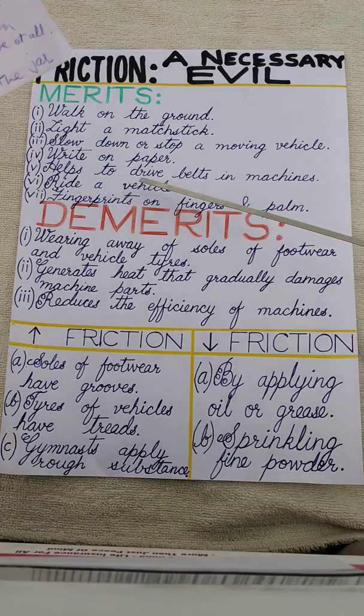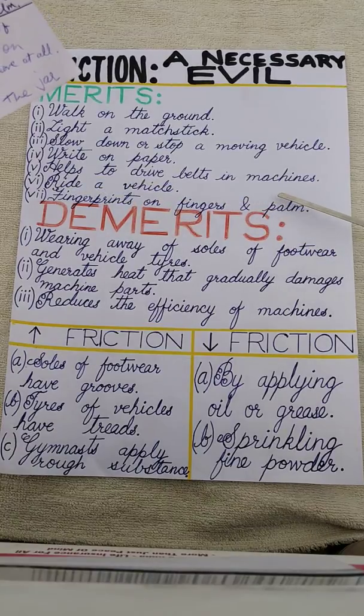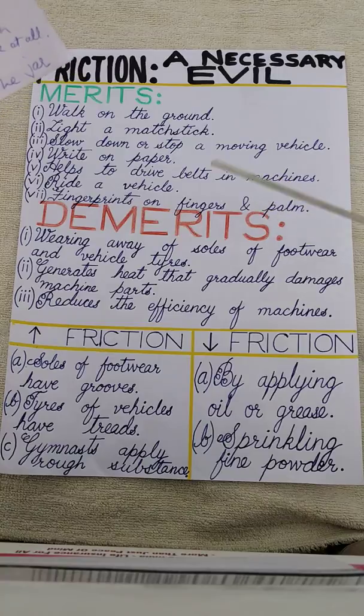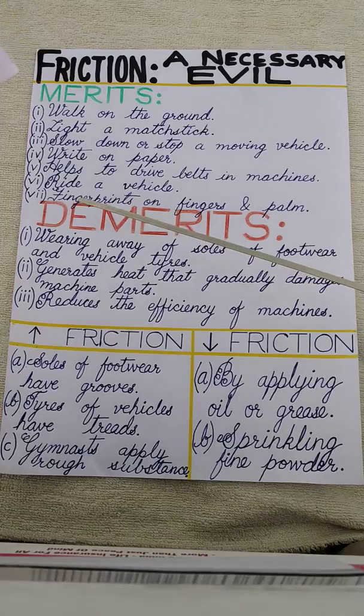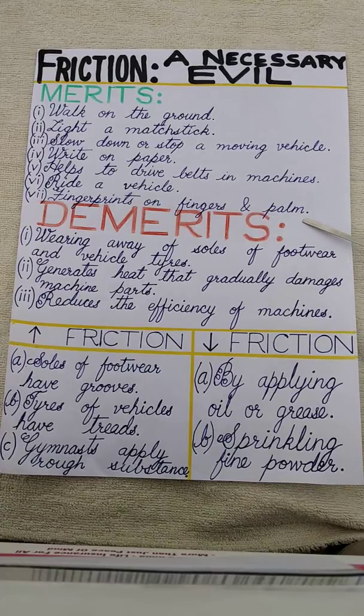Friction also helps to drive belts in machines in factories. If there were no friction, then the belts would keep on rolling round and round and would not give any movement. We can also ride a vehicle because of the friction between the tires and the road. If there was no friction, then the tires would keep on spinning at the same place and the vehicle would not move at all. And very important, nature has given us fingerprints on the fingers and palm in order to increase the friction and provide a better grip.